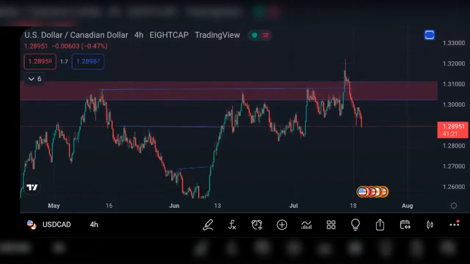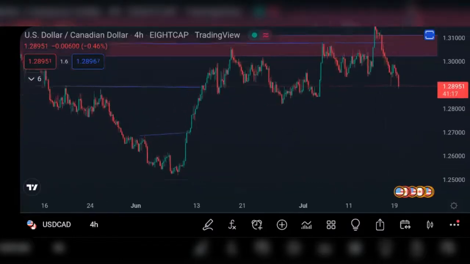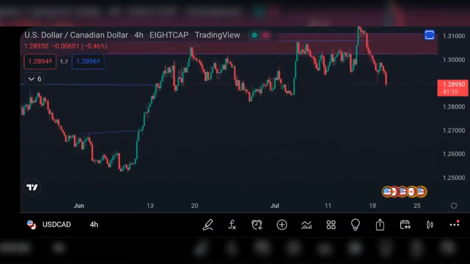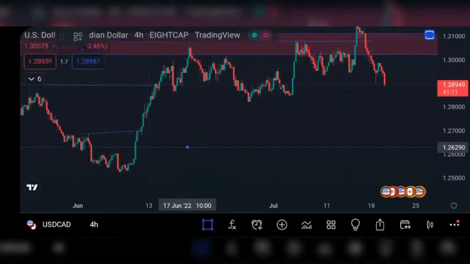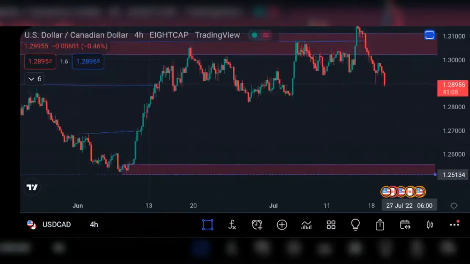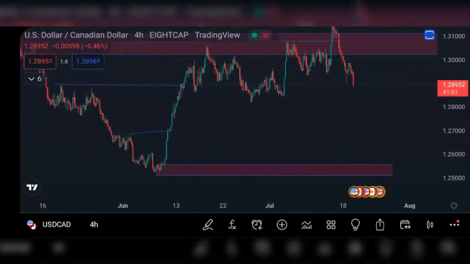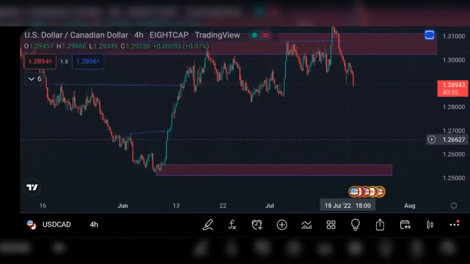Now, the next thing to do is to map out your order blocks. What I do normally is make use of extreme order blocks, to be very safe. I make use of extreme order blocks. Now, here is another block. That means I expect that price can drop up to this level before maybe moving back up.